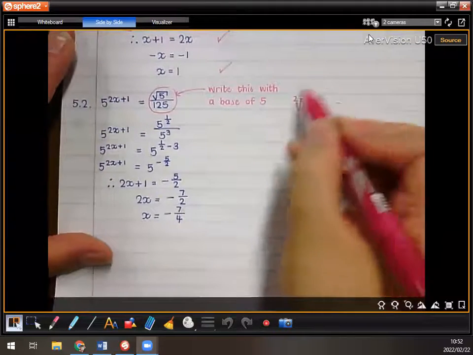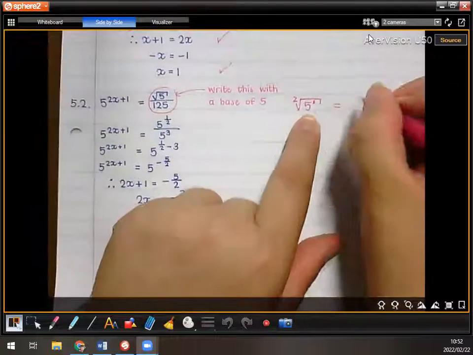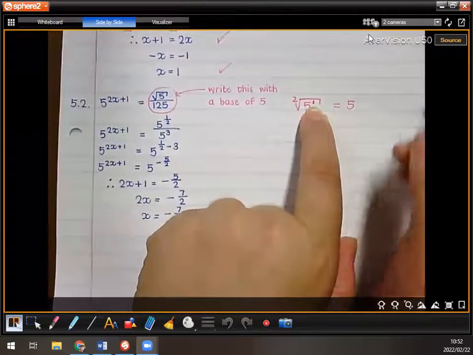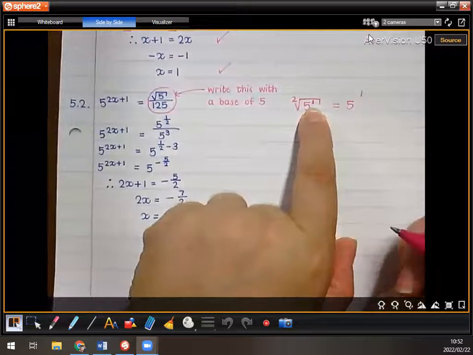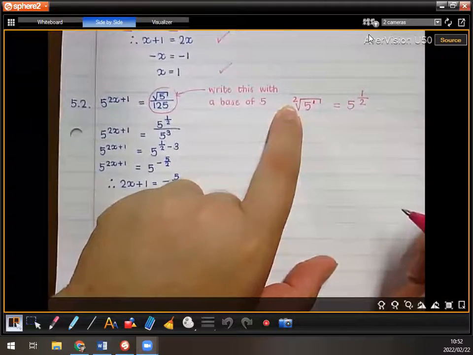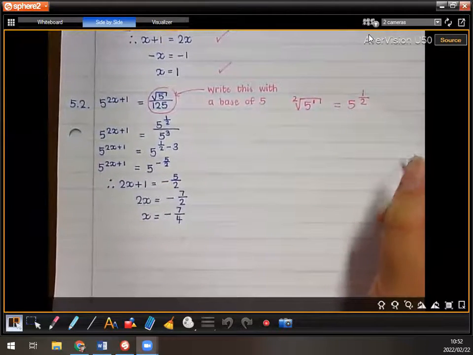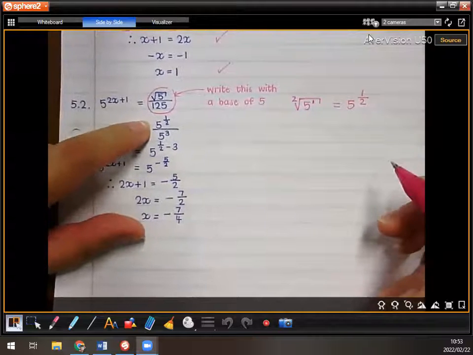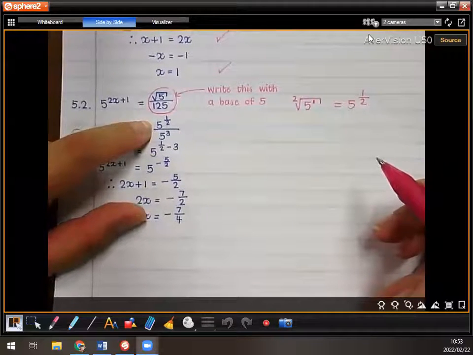Then that rule is saying you're going to have the same base. The exponent inside the surd is the numerator, and the number on the outside of the surd is the denominator. So the square root of 5, you have to be able to do that, guys. You need to be able to write that as 5 to the power of a half.